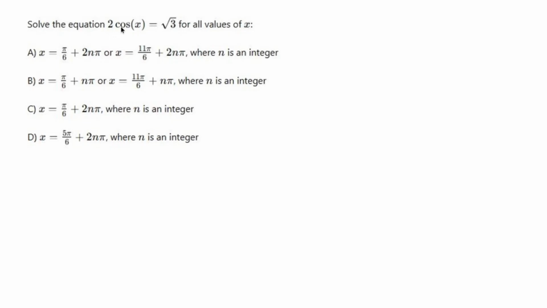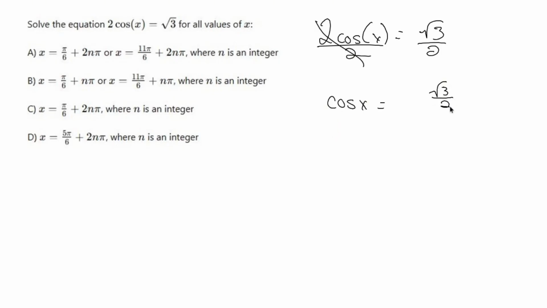Solve the equation 2 cos x equals root 3 for all values of x. All values of x. All right, well, let's write it out. 2 cos x equals root 3. Let's divide everything by 2. All right, and cosine x is going to equal root 3 over 2. Why leave all that space? So I can inverse cosine both sides, like so. And x is going to equal whatever the inverse cosine of root 3 over 2 is.